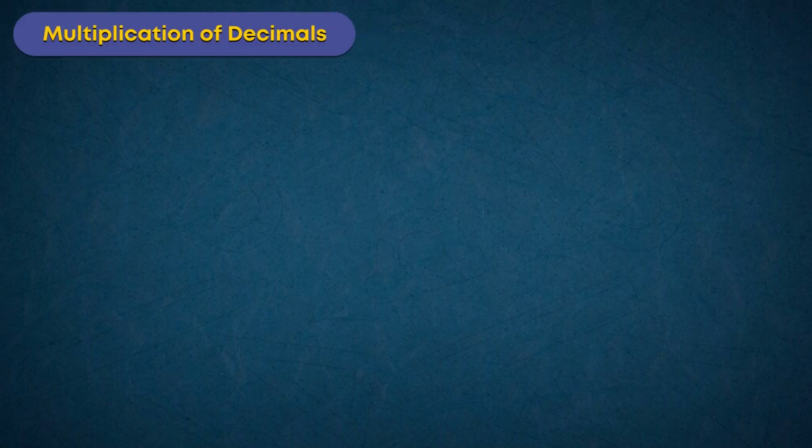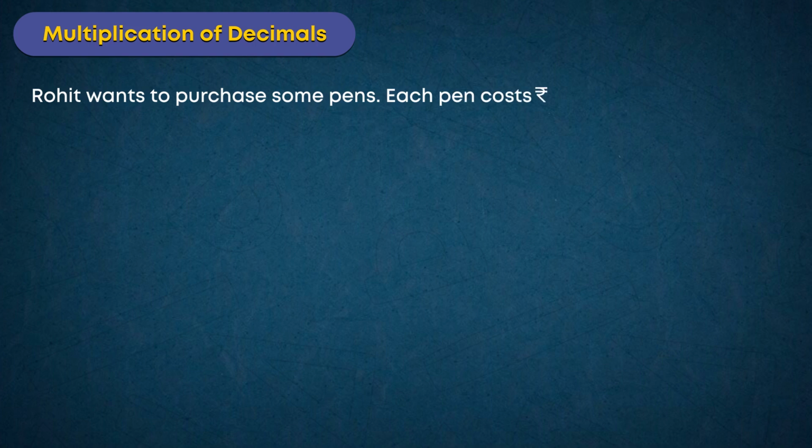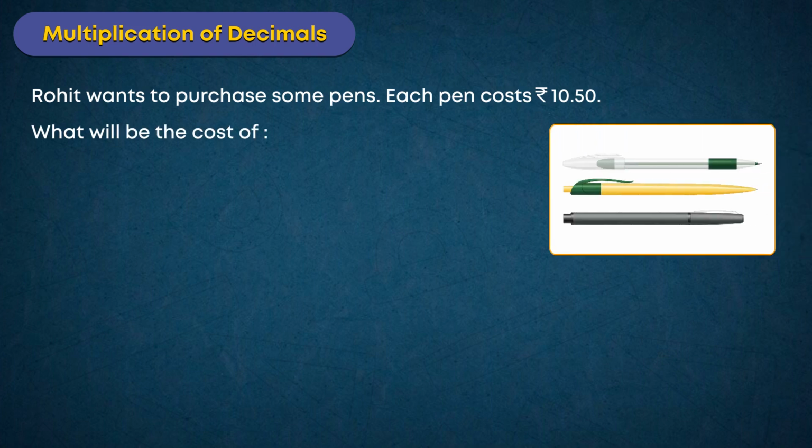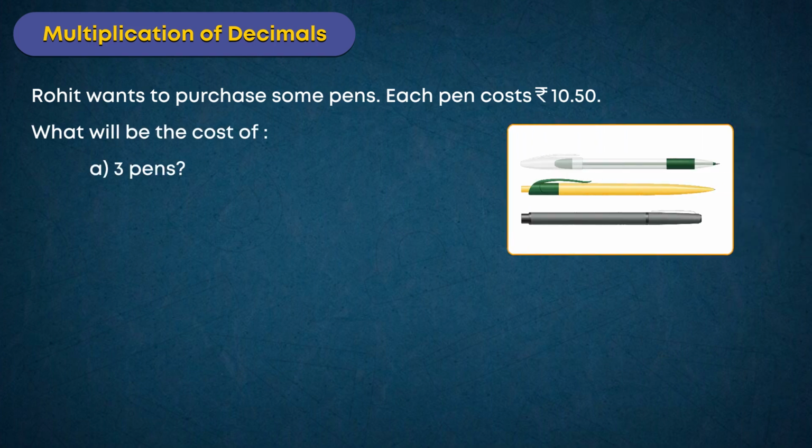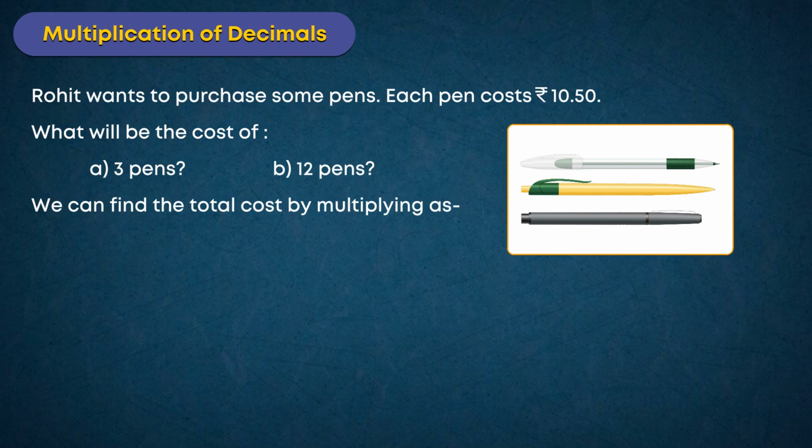Multiplication of decimals. Rohit wants to purchase some pens. Each pen costs 10 rupees and 50 paise. What will be the cost of A. 3 pens, B. 12 pens? We can find the total cost by multiplying as A. 10.50 into 3, B. 10.50 into 12.